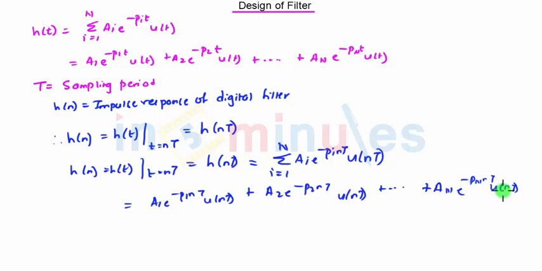Now on taking the z transform, we will get the equation H(z) is equal to the z transform of h(n). But first let us define what is the z transform of e^(-aT n) terms. So e^(-anT) u(nT) will be given as 1 upon 1 minus e^(-aT) z^(-1).